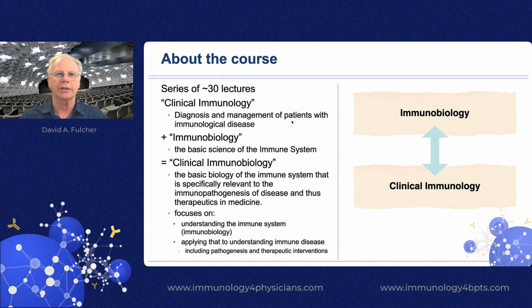So how does the course work? There's about 30 separate lectures combining the concepts of clinical immunology with immunobiology. So clinical immunology, namely the diagnosis and management of patients with immunological disease, and the basic sciences of the immune system encapsulated by the concept of immunobiology. Put the two together and we get clinical immunobiology, the basic biology of the immune system that's specifically relevant to the immunopathogenesis of disease and therapeutics, and therefore of relevance to those in medical training.